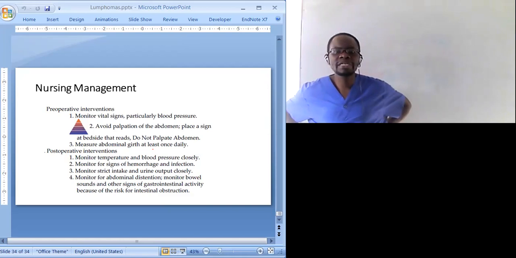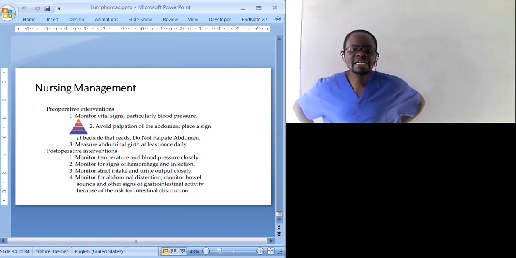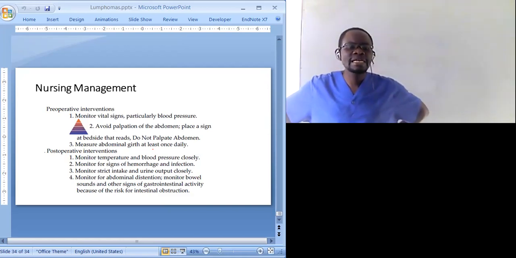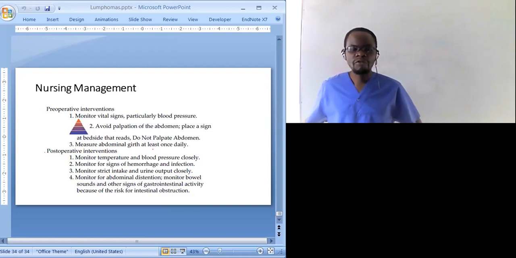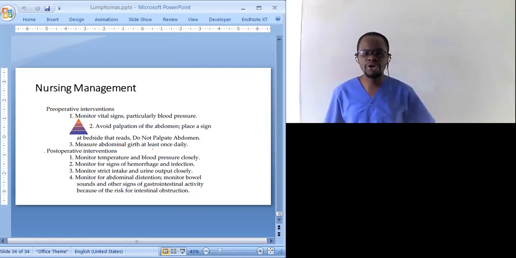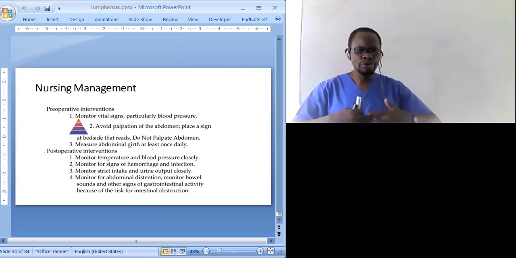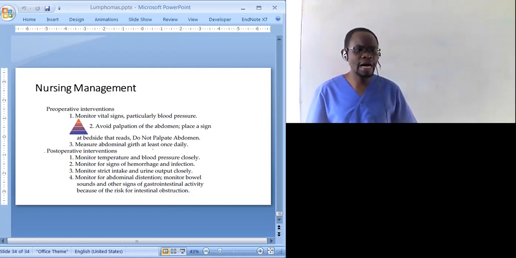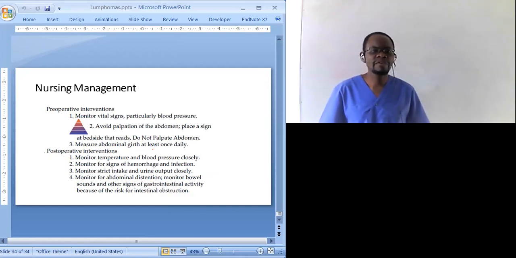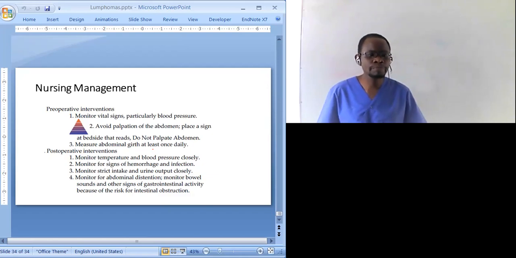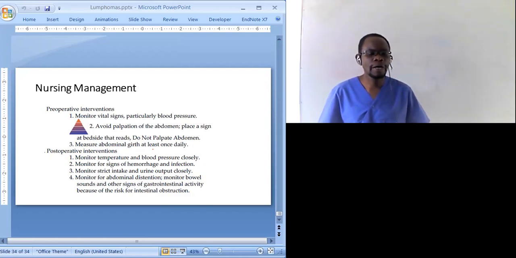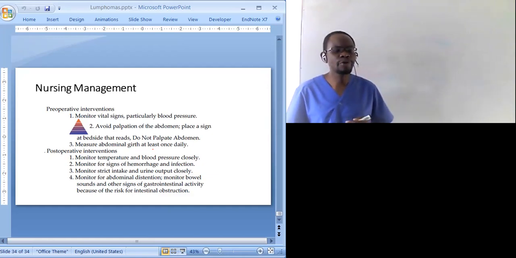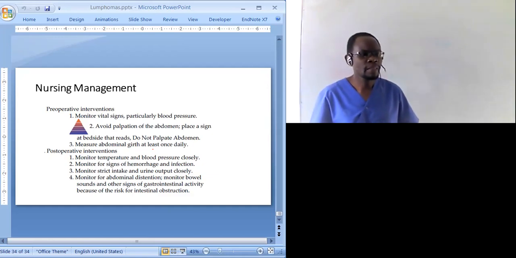Why is that important? Because if it increases, it increases the risk of invasion into the liver. It also increases the risk of compromising respiration and lung expansion. So that is why it is very important for you to carry out abdominal girth measurement.